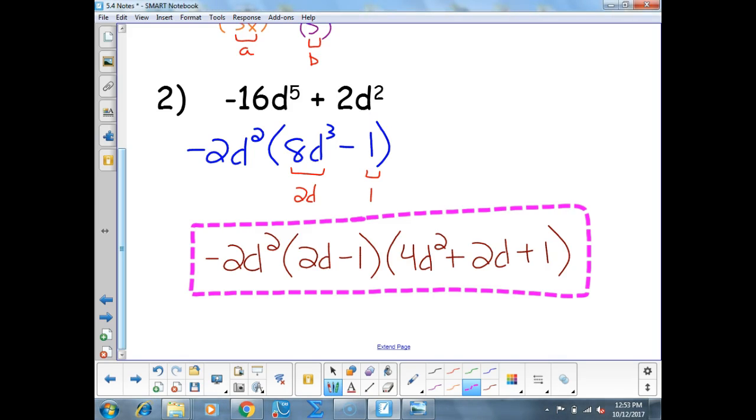Oh, okay. So it just cleans up, by factoring out the negative sign, it cleans up this first binomial. I see.